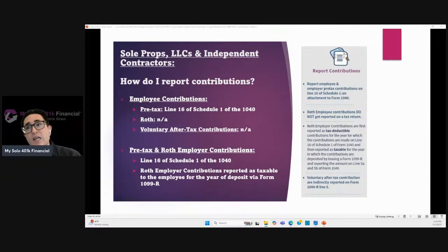Now, the way that it becomes taxable is via 1099-R. So a 1099-R will have to be issued to report that employer contribution made as a Roth contribution. And we do handle that as an optional free service for our customers, for those that request it in a timely fashion. In other words, for no additional charge. Okay, great. Well, that gets us through all the contributions and how one reports those contributions on your tax return for those solopreneurs, freelancers, and self-employed individuals whose business is taxed as a sole proprietorship. In other words, the income is reported on Schedule C of the 1040.